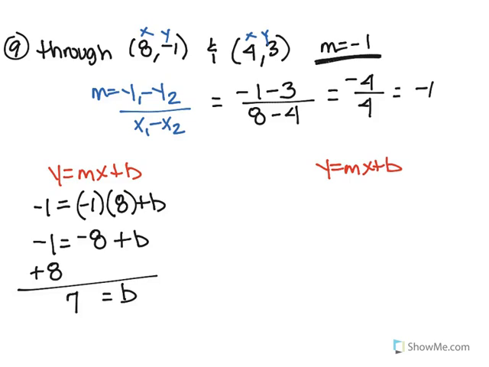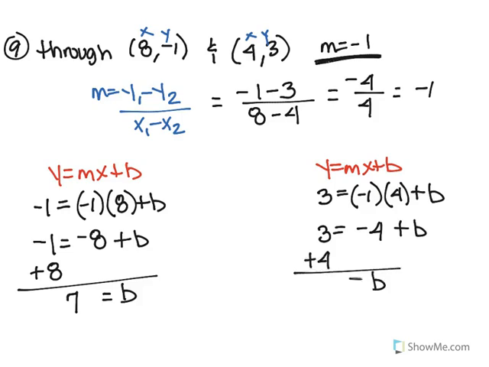7. If I use 4, 3, where my y is 3, m is -1, and x is 4, that's going to give me -4. And then what am I going to do with -4? Add it. And I still get b being what? Positive 7. That's what I'm showing you. It doesn't matter which one you use. Now, you don't have to do both. I was just showing it for this example.